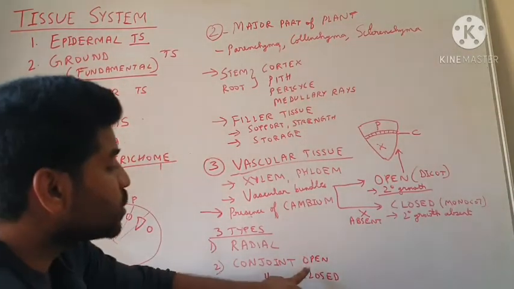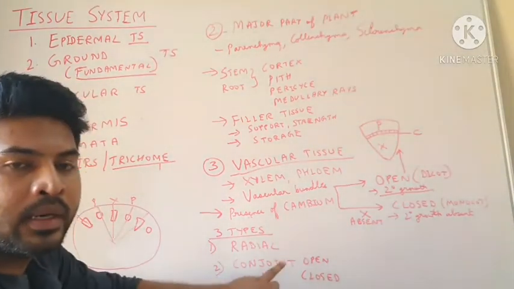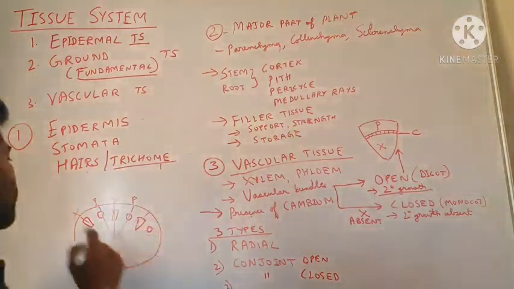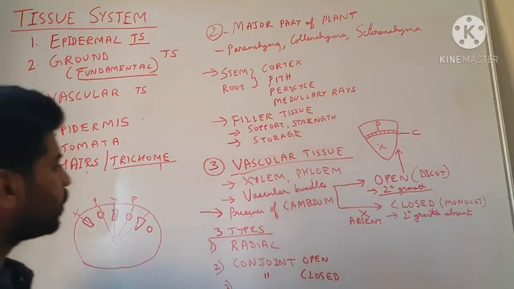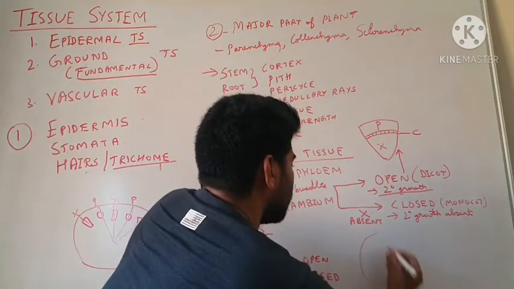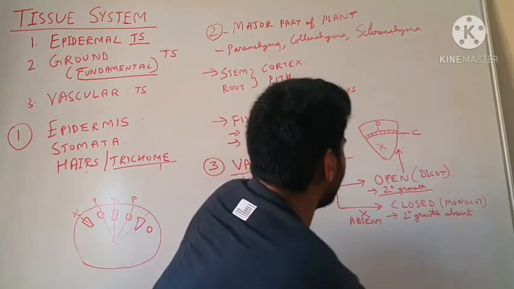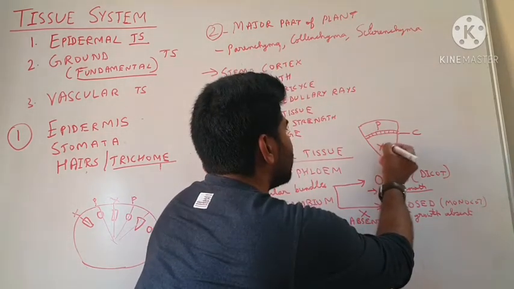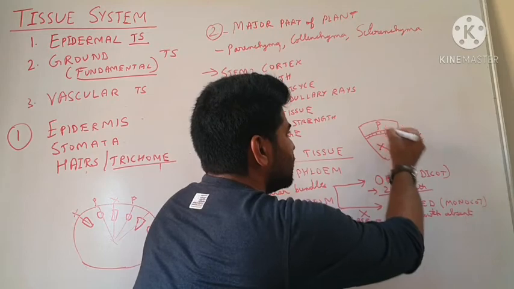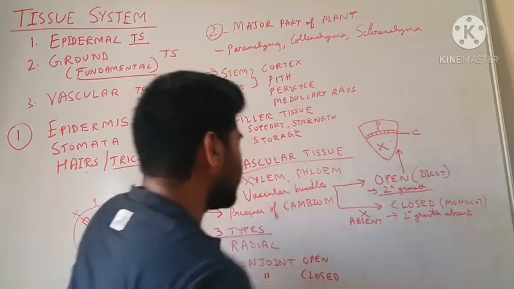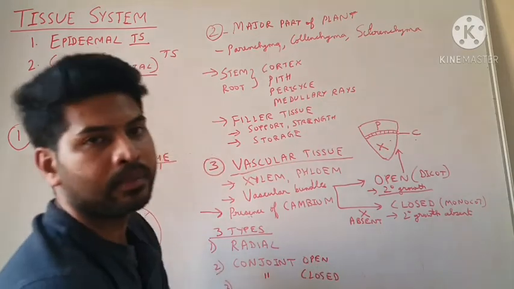Whereas in the conjoint type of vascular bundle, they are present together. So in the conjoint type, both the xylem and phloem are present on the same radius. They are not present on different radii. They are present on the same radius. That's what is called conjoint.